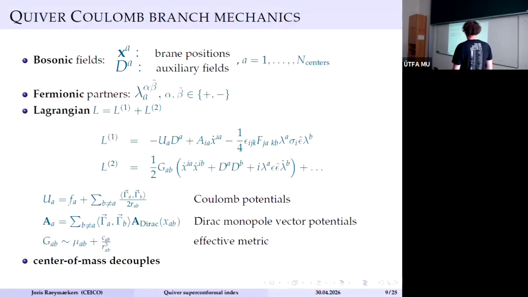Fermionic term. And so the second time derivative part depends on some effective metric on the space of D-brane positions. We don't need the specific form. And also the center of mass degree of freedom really decouples, and I will only talk about the relative positions of the D-branes.